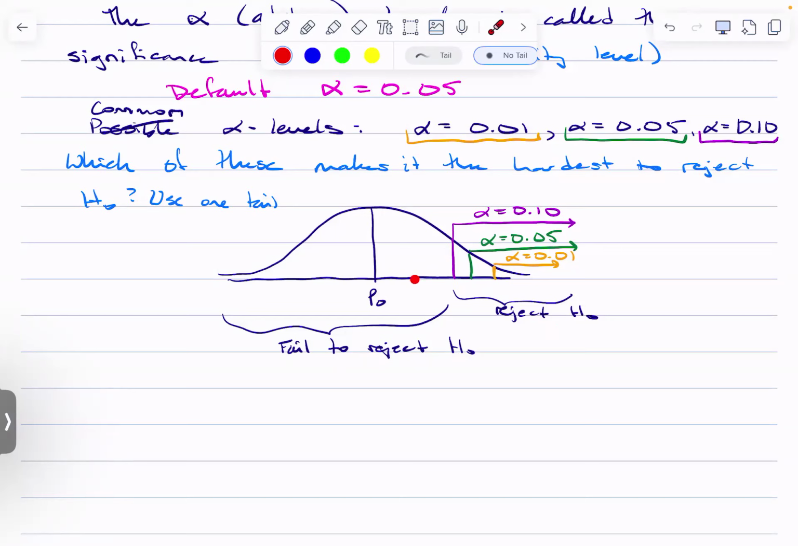So our P hat is usually, if P naught is a reasonable guess at the population proportion, then we hover around here. But then, just as we suspected, we start to see sample proportions out here in the tails. And so first stop, the easiest to reject is going to be where? At 0.1. And then slightly harder to reject at 0.05. And then I would say the hardest to reject is at 0.01. Hardest to reject.